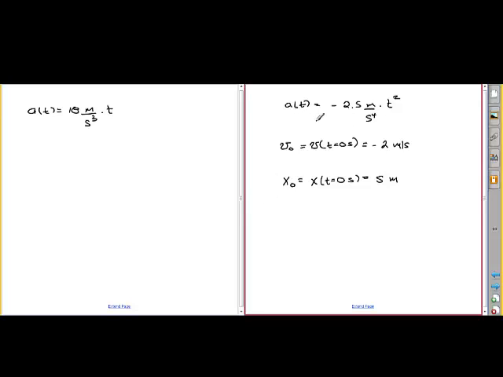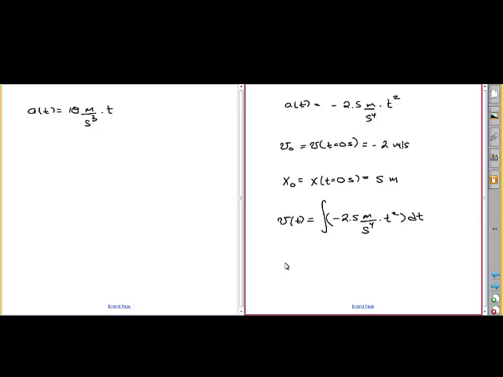So what we do is we start with the acceleration, and we say that the velocity as a function of time is equal to the integral of negative 2.5 meters per second to the 4th t squared, all whole thing times dt. And the dt tells us what we're integrating with respect to, which is time.